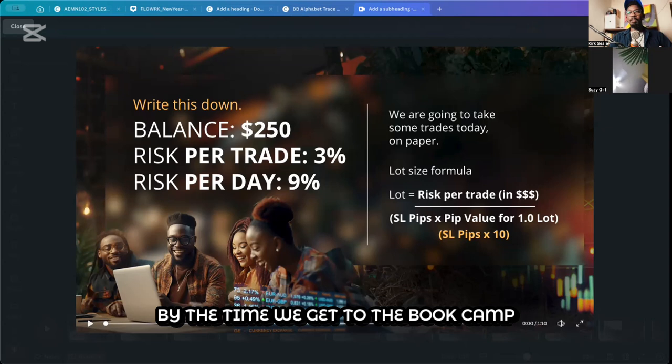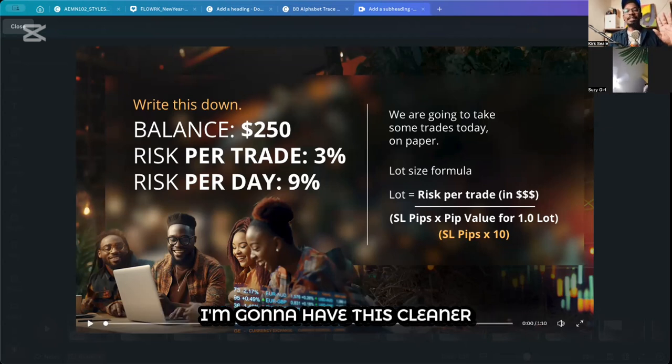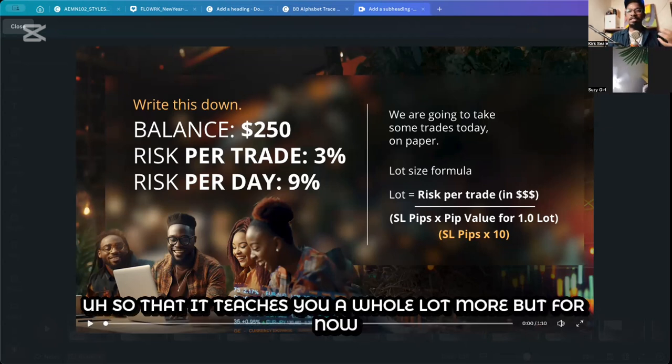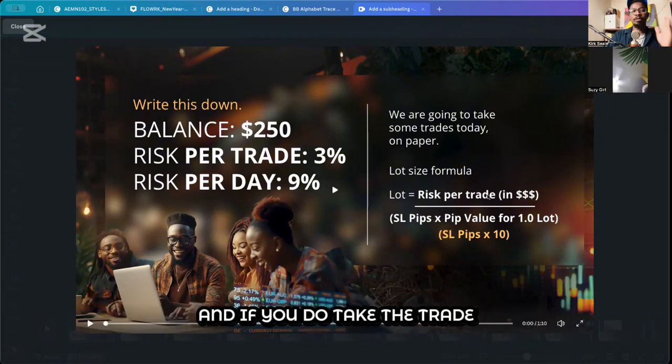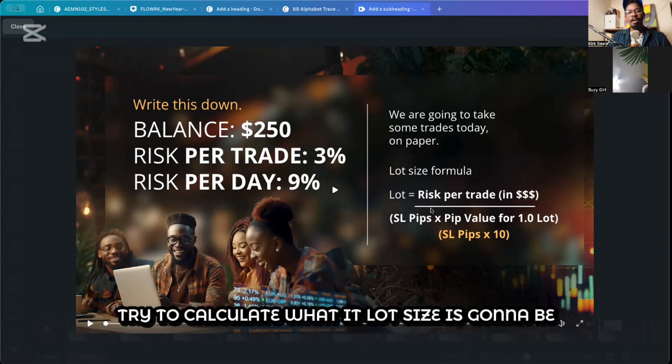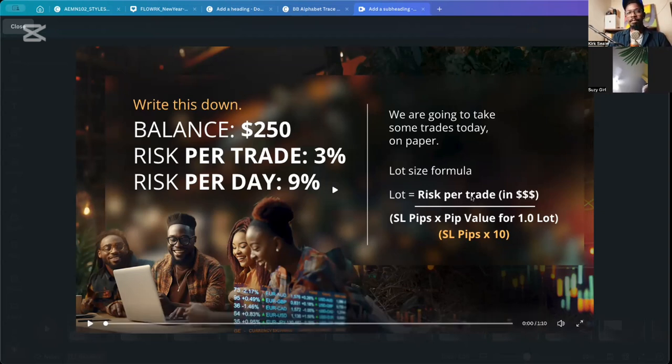By the time we get to the boot camp, I'm going to have this cleaner so that it teaches you a whole lot more. But for now, just decide if you're going to take the trade or not. And if you do take the trade, try to calculate what the lot size is going to be.